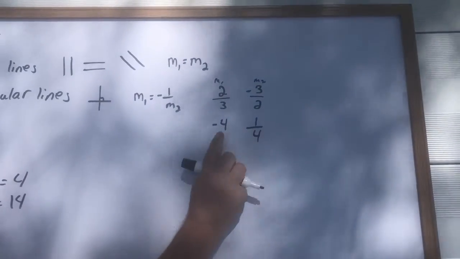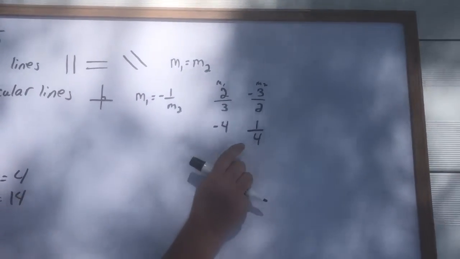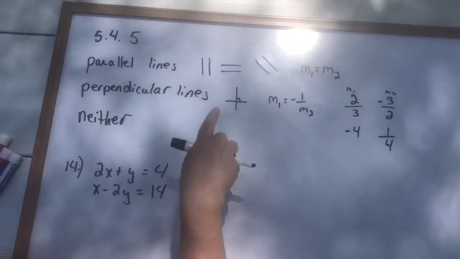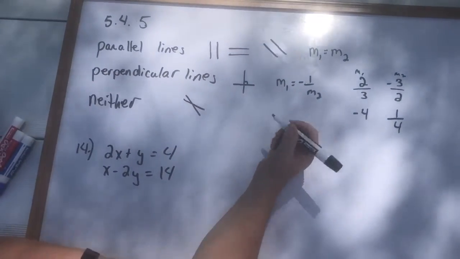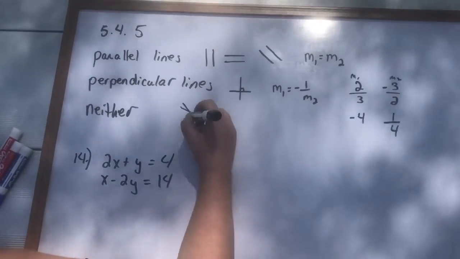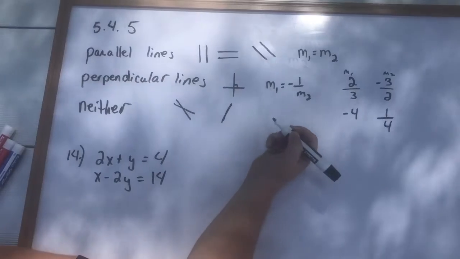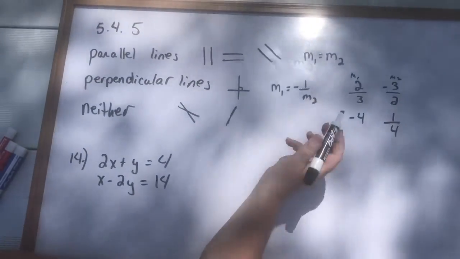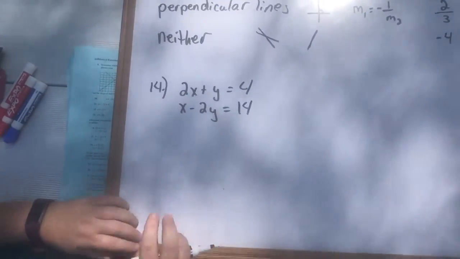If these are negative reciprocals, then they are going to be perpendicular lines. Neither means it does not meet one of these two criteria, and they would cross like this. They could be two lines that cross at one point very close together, or it could be the exact same line. They would not be parallel or perpendicular. They would be neither.